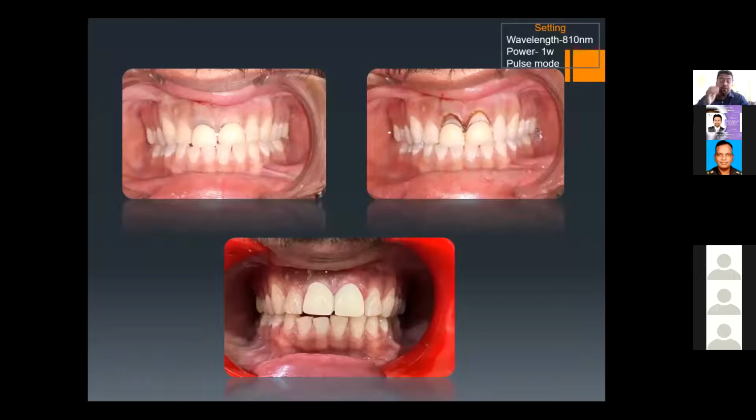Let's see another case of crown lengthening procedure, where we have performed the crown lengthening for the aesthetic crowns. You can see aesthetic crowns pre-operatively. So we have performed crown lengthening over here, and we can see beautiful temporary crowns after this. Note one thing, that we have maintained the gingival zenith in this case.